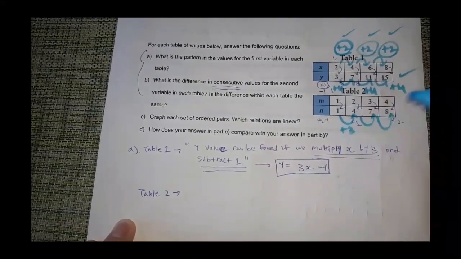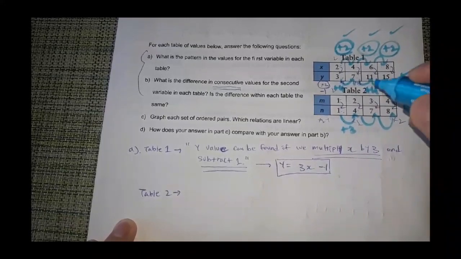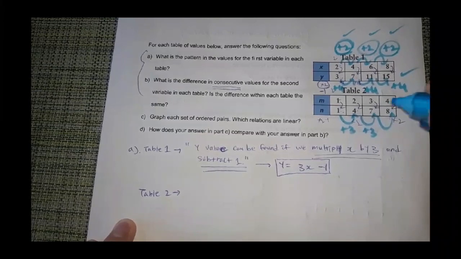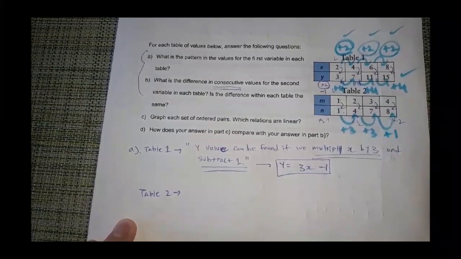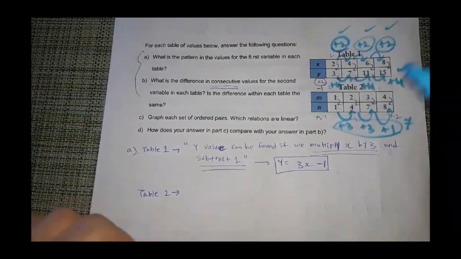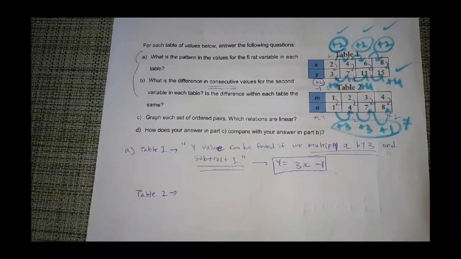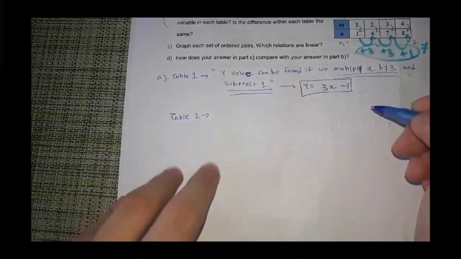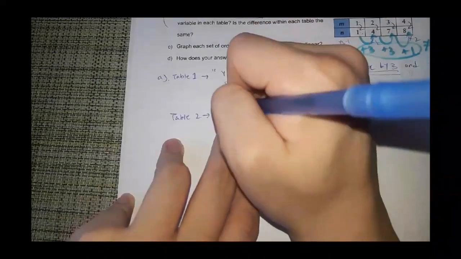But I want you to look at these. 1 to 4, that's added by 3, right? 4 to 7, that's also added by 3. But look at the next one. 7 to 8, that's added by 1. As soon as you see that, it does not agree with each other. So, table 2, you can see and then write that in this way.